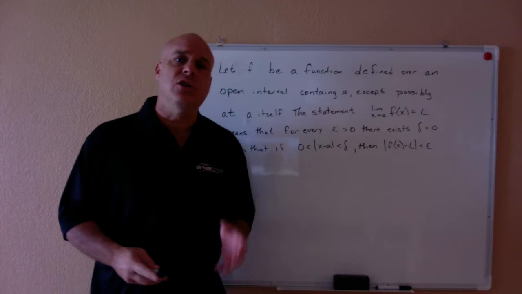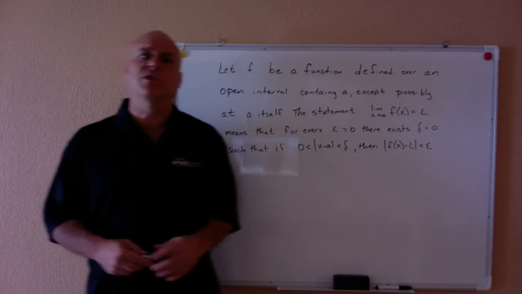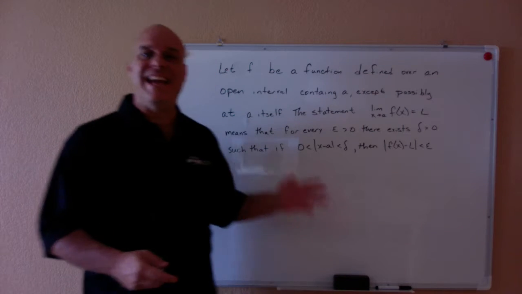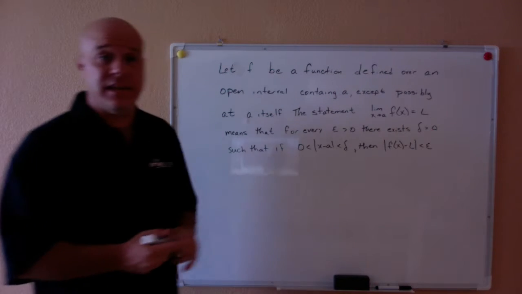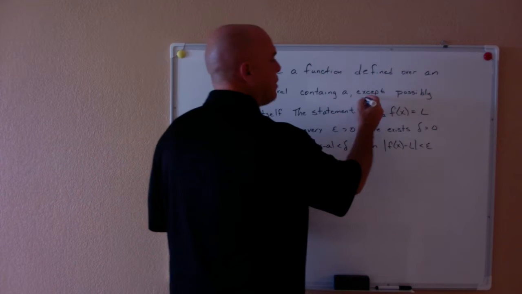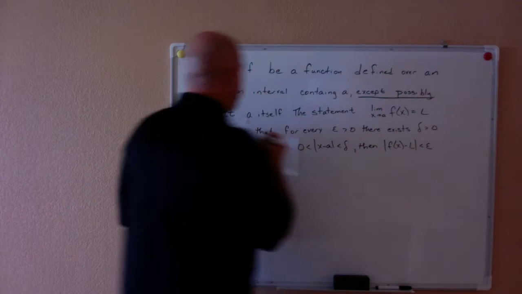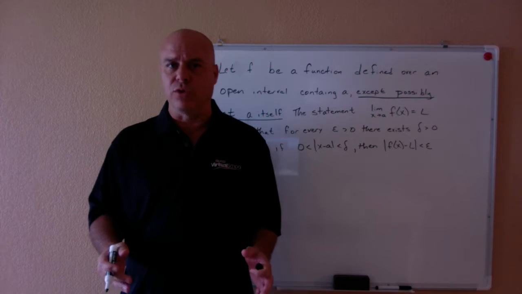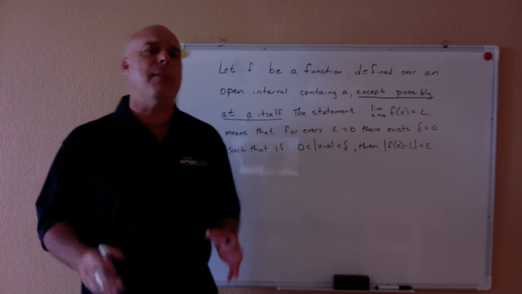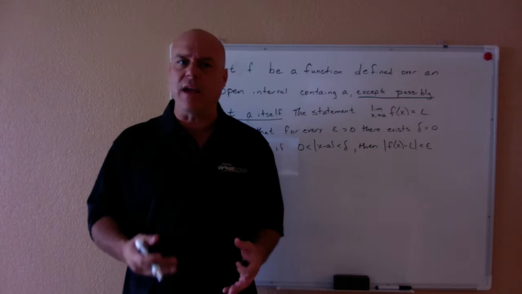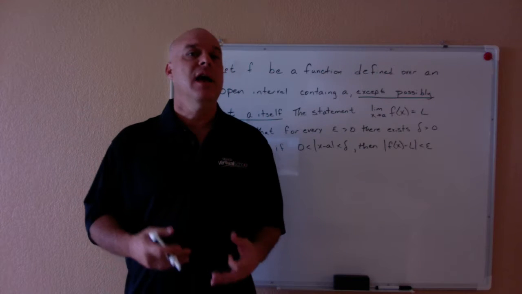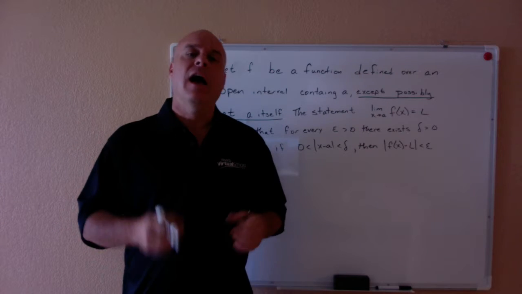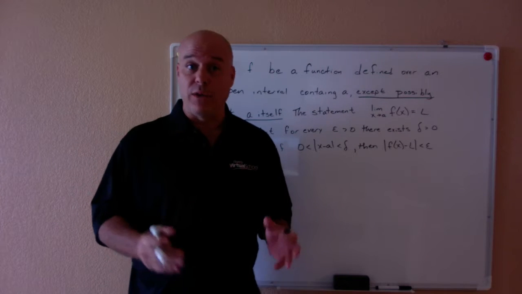So the first thing that we need to look at is this definition, which says we're going to let f be a function that's defined over an open interval containing a, except possibly at a itself. Now this is a really important piece of the puzzle right here. We have to remember that we're not really concerned with what's happening at the point that we're interested in. We're only going to be looking at what's happening around a. You're going to hear me say that quite a bit as we go through future videos with this. I don't care what happens at a. I only care what's happening around a.